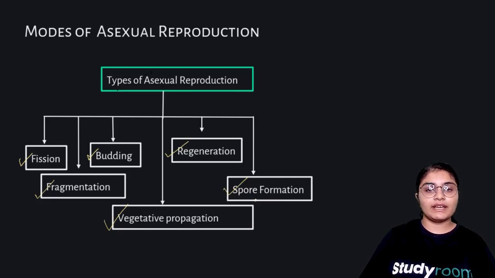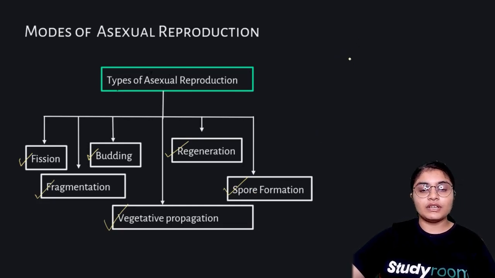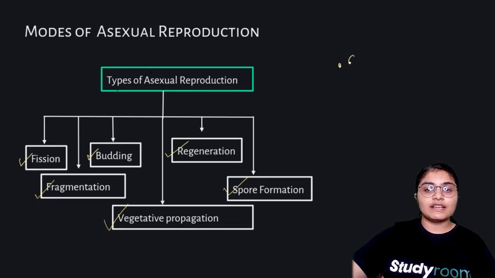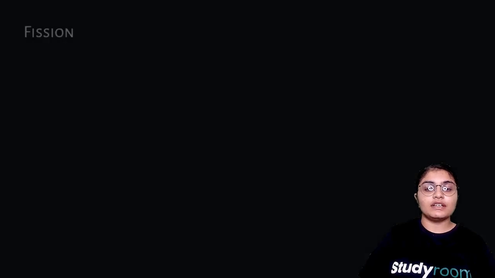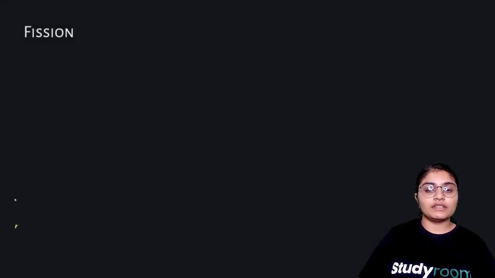Also, what do we mean by asexual reproduction? All the modes of reproduction that allow new generations to be created from a single individual are called asexual reproduction. So while defining asexual reproduction, you definitely need to mention that there is only a single parent. This is one of the most important points that you need to mention in the definition of asexual reproduction. Now, one by one, we will be talking about the different types of asexual reproduction, and the first type is fission.